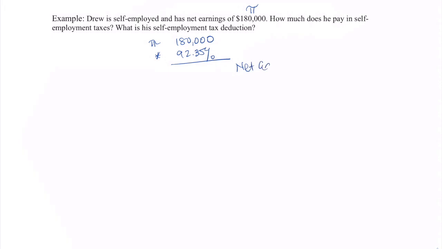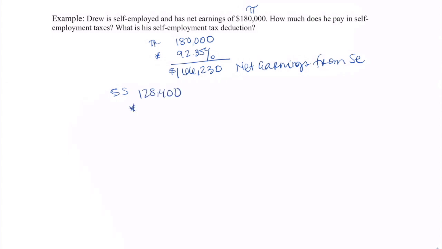Just write it out. Net earnings from self-employment. Okay, so 180 times the 92.35% gives him $166,230 as the net earnings from self-employment. This is what we use as the tax base. Okay, so for Social Security, we're going to take up to $128,400, and so we've exceeded that.